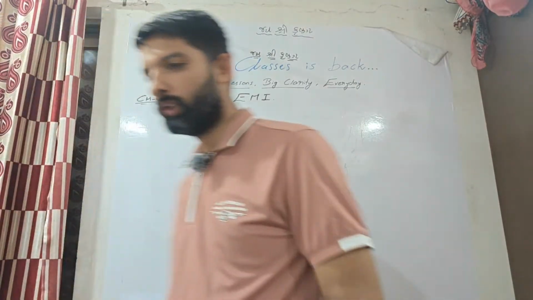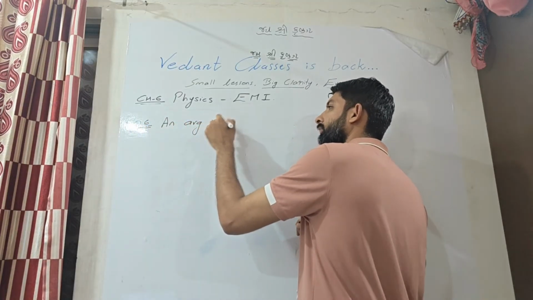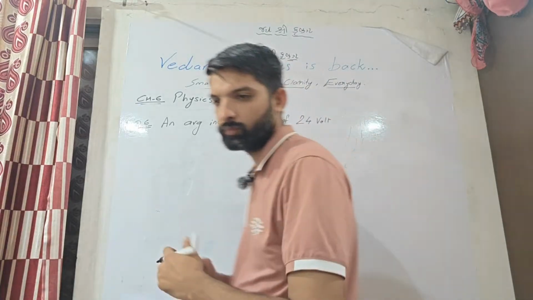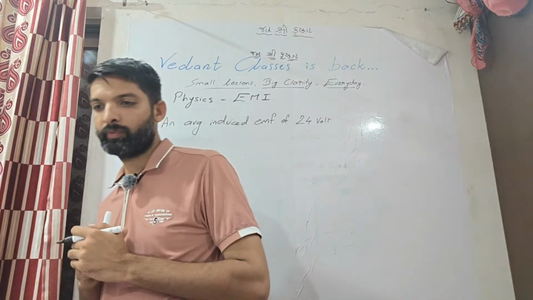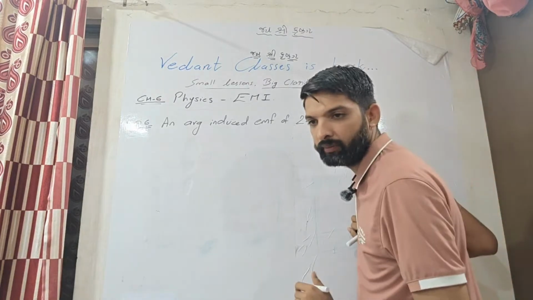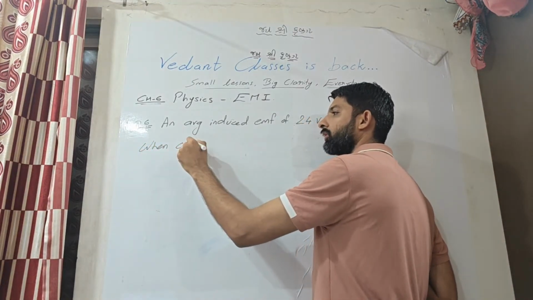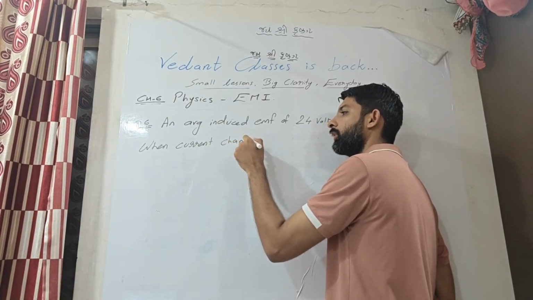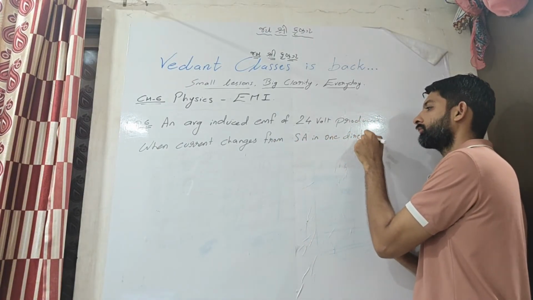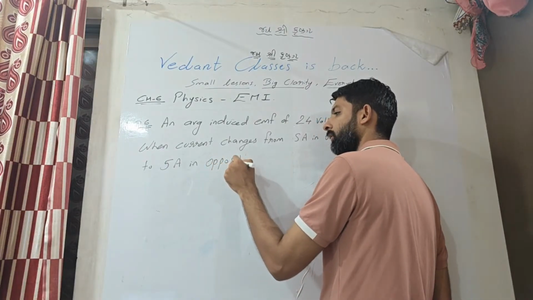An average induced EMF of 24 volt is produced in a coil when current in it changes from 5 ampere in one direction to 5 ampere in the opposite direction.